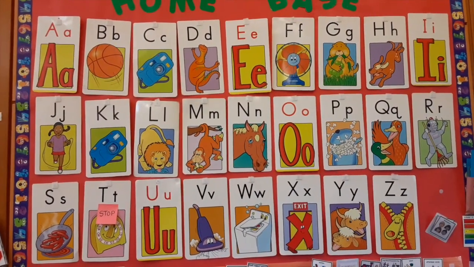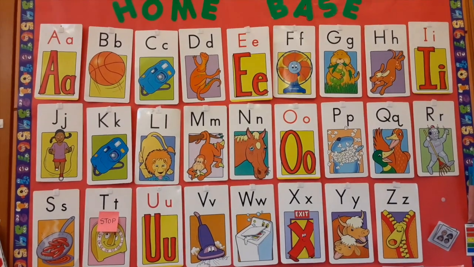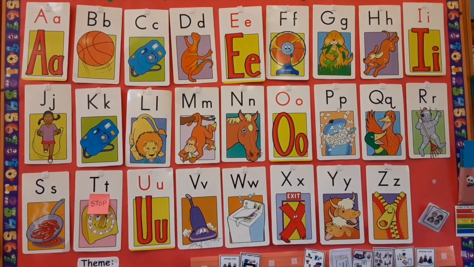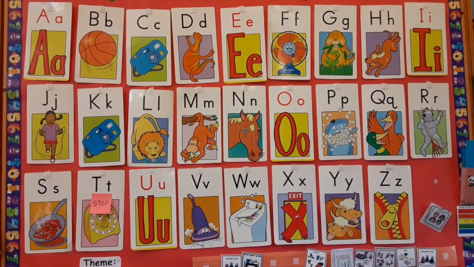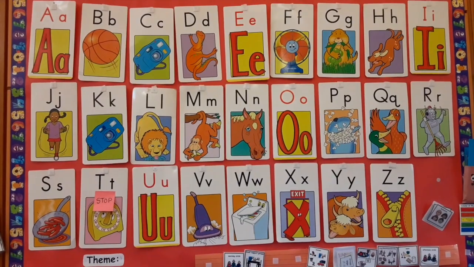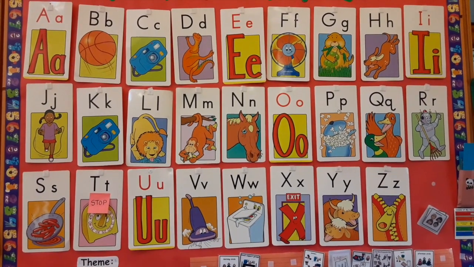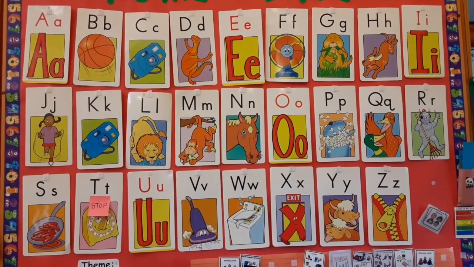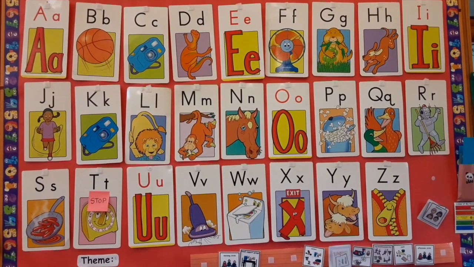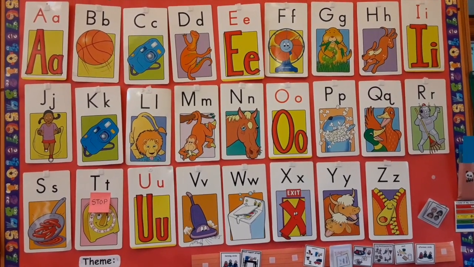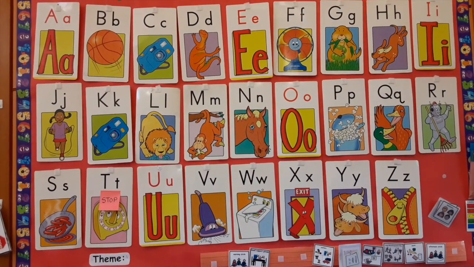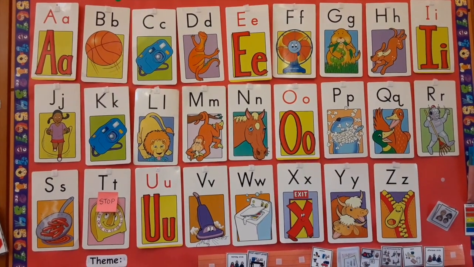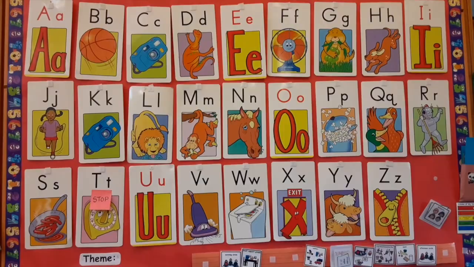What comes after the F? G. H, I, J, K, L, M, R. Oh no. What comes after the M? N. N, O, P, Q, R, S, T, U, A. No, A doesn't come after U. What comes after U? V, W, X, Y, and Z.